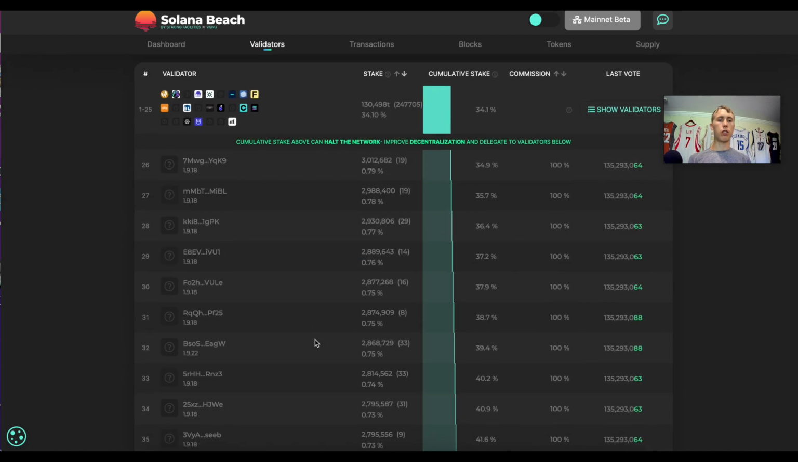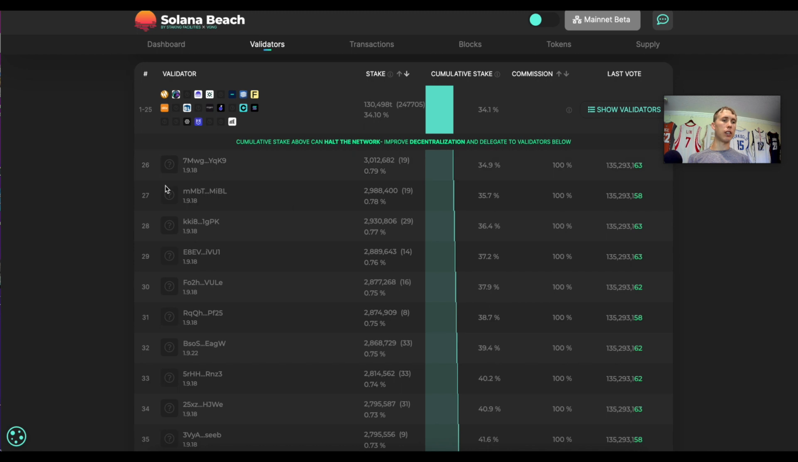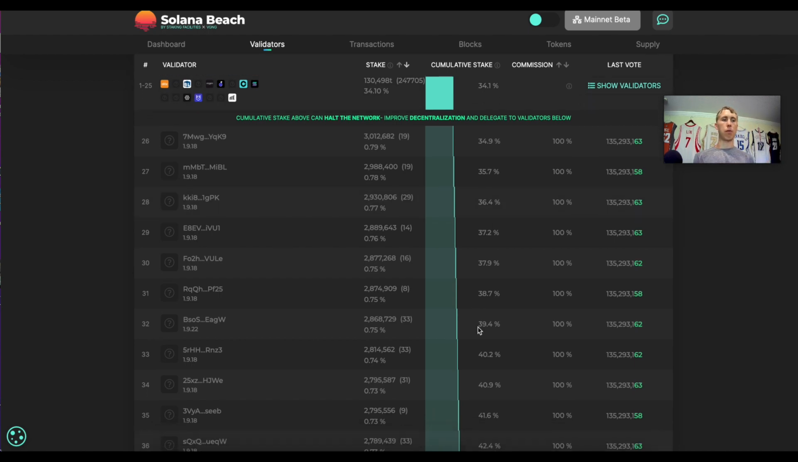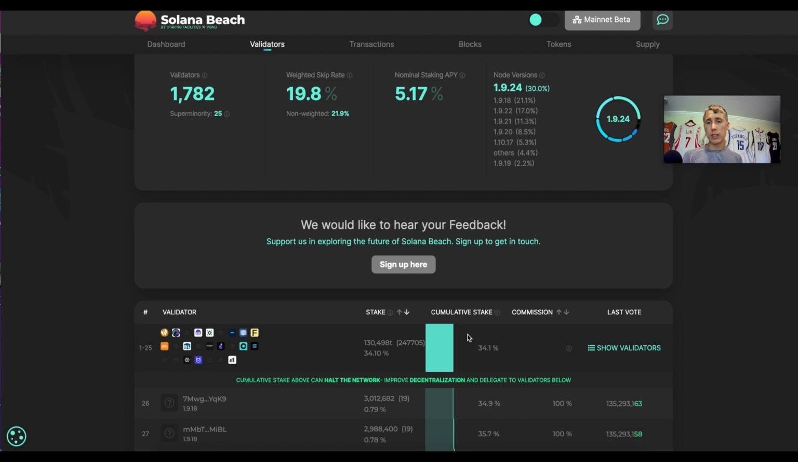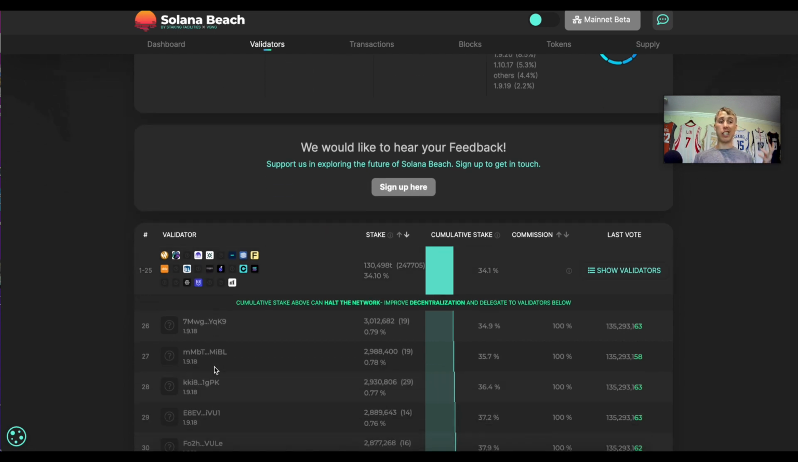Scrolling through the different validators, you can see that in the top 25, 34% of the network is being operated by 25 different validators. And the rest of the chain is operating under all these other 1,700 and about 50 different validators. Of course, this doesn't factor in that some of these validators could be owned by the same person. But this is the general distribution overall.